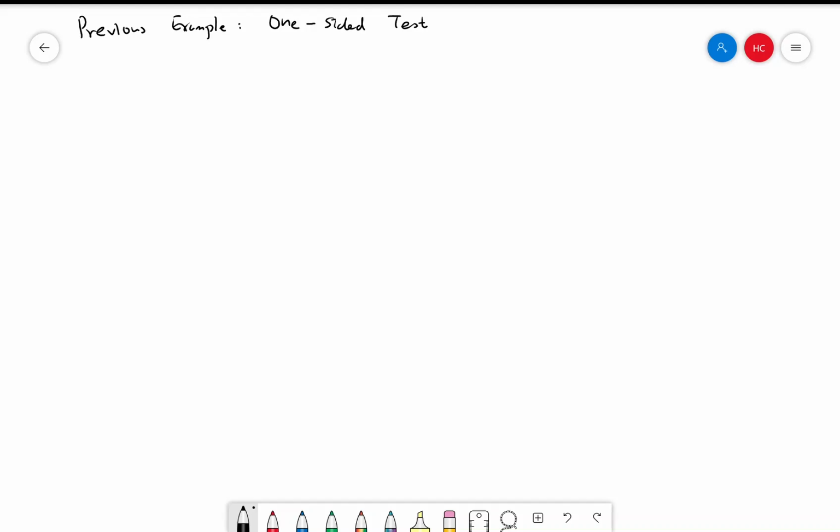Okay, so the previous example with IQs is an example of what's called a one-sided test. And it's also possible to conduct what's called a two-sided test. So let's do an example here.